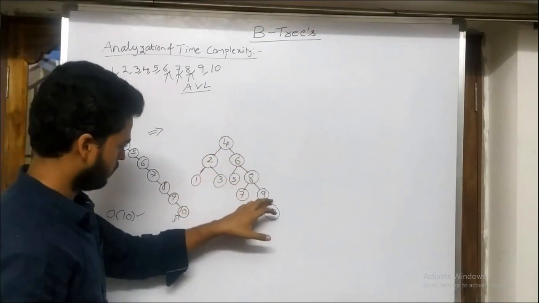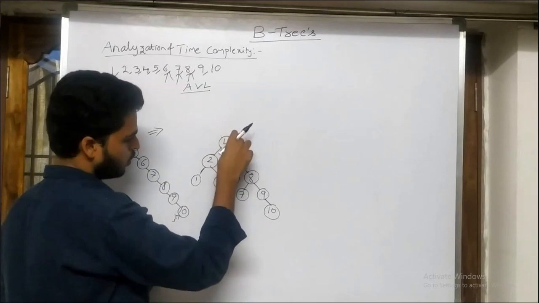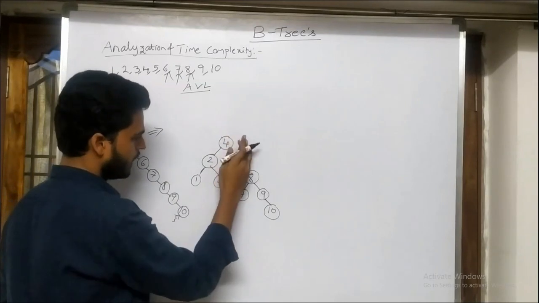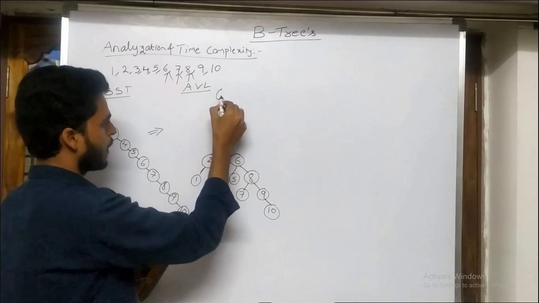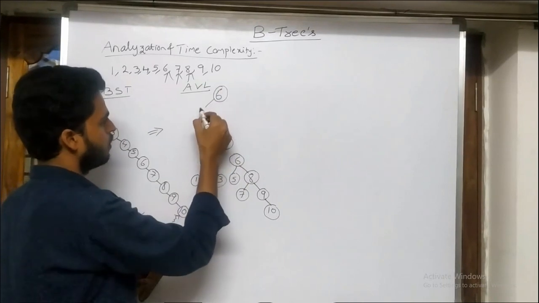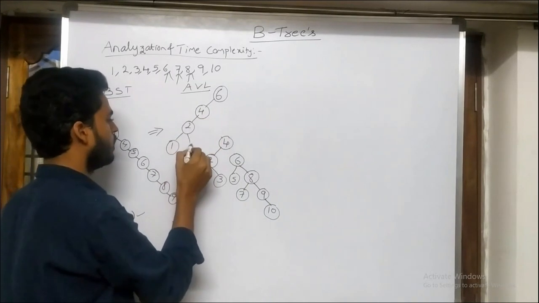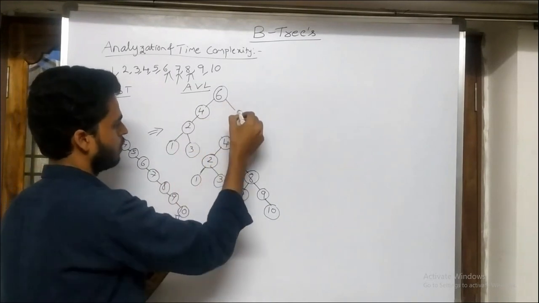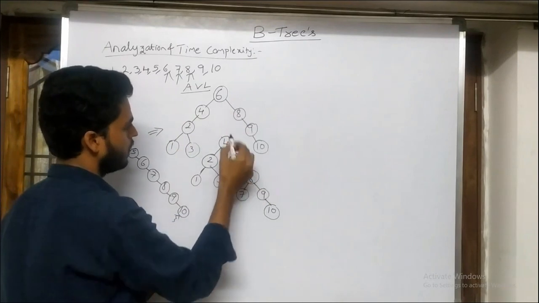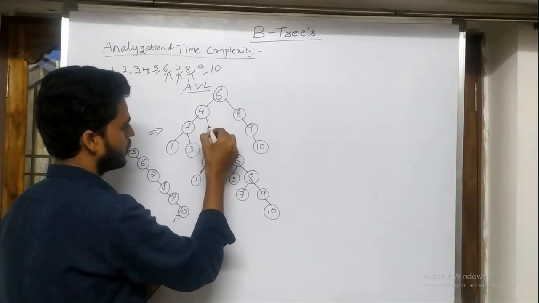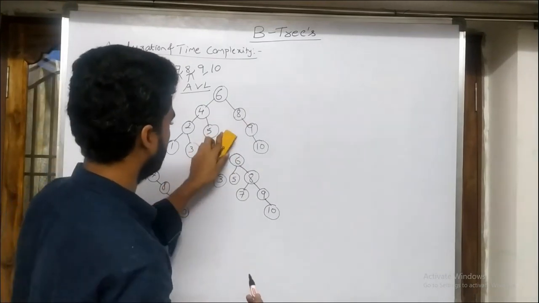So I will go for rotating. When I rotate, 6 will act as the root node and this entire tree will get redrawn. So I will redraw the structure like this: 6, 4, 2, 1, 3, 8, 9, 10. So here I will get 5. Next I will get 7.